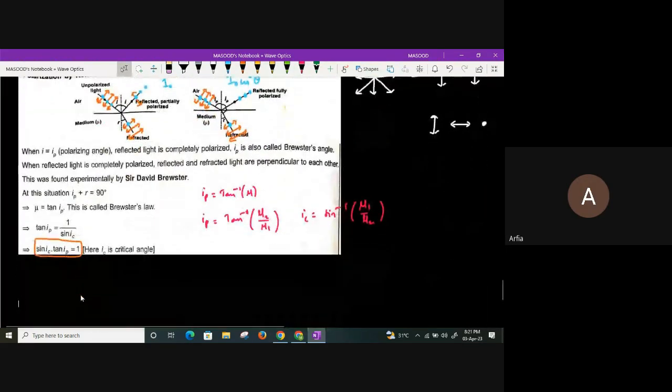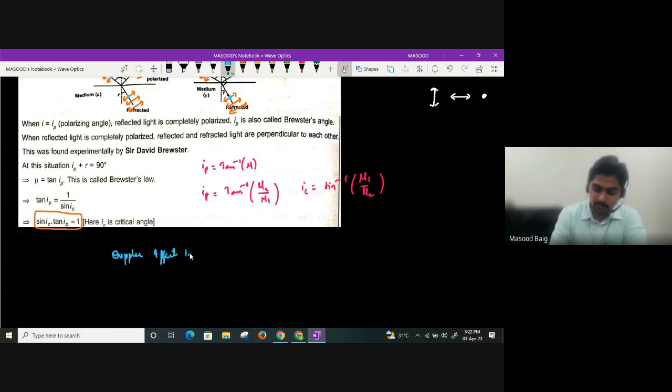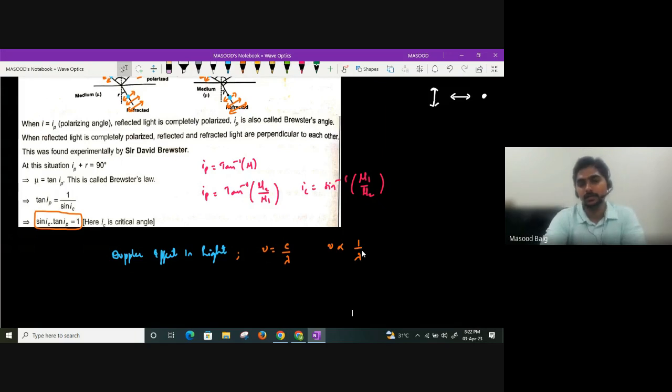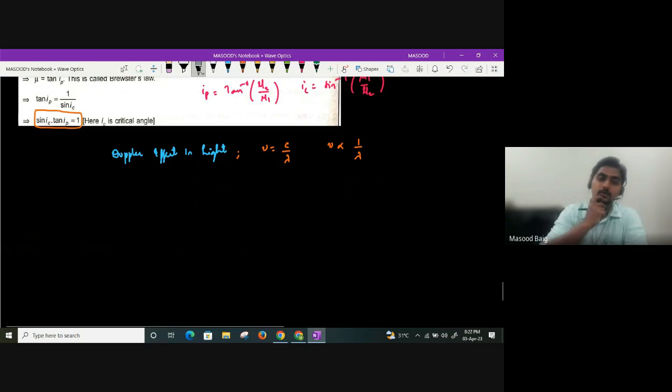There is also something called Doppler effect in light, guys. Just like we have Doppler effect in sound, in the same manner we have Doppler effect in light as well. If I consider the frequency, how is frequency given? We write h nu as hc by lambda. So frequency can be written as c by lambda, or not? Depending on wavelength, it is inversely proportional to wavelength. Lesser the wavelength, more will be the frequency. Yes or no?